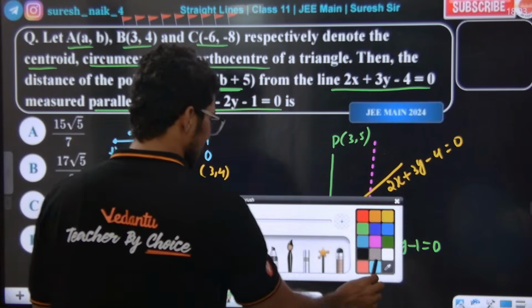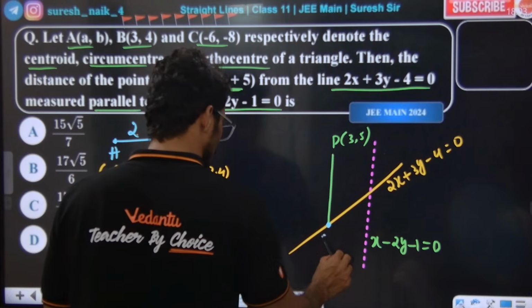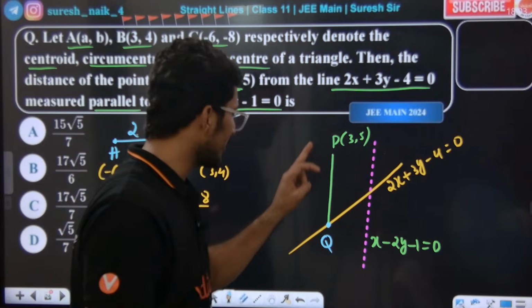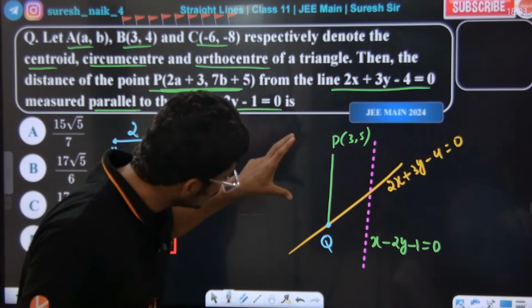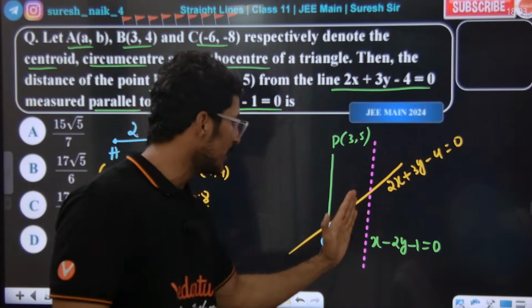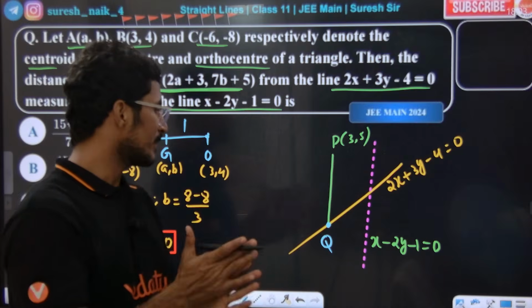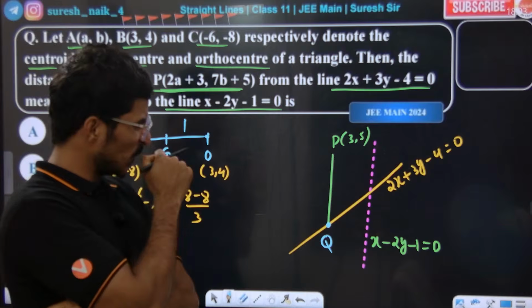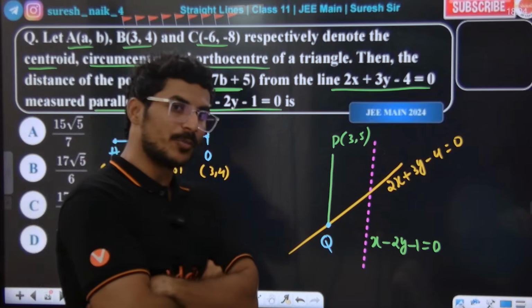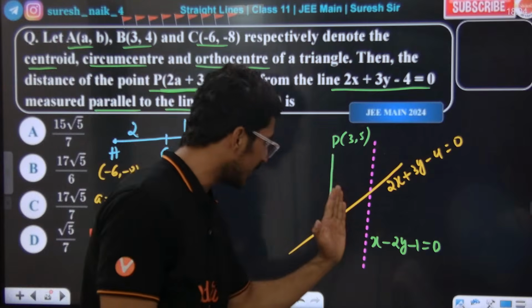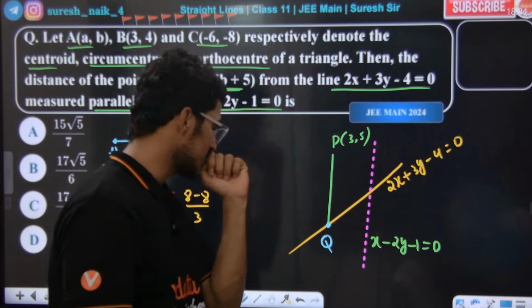Now this point and this point I do not know. Let us say this point is Q. This is a very famous, very good question. The distance should be measured along this line, which is parallel to this line, which means I need to find out the Q point. How do we find the Q point? Q point is lying on this.